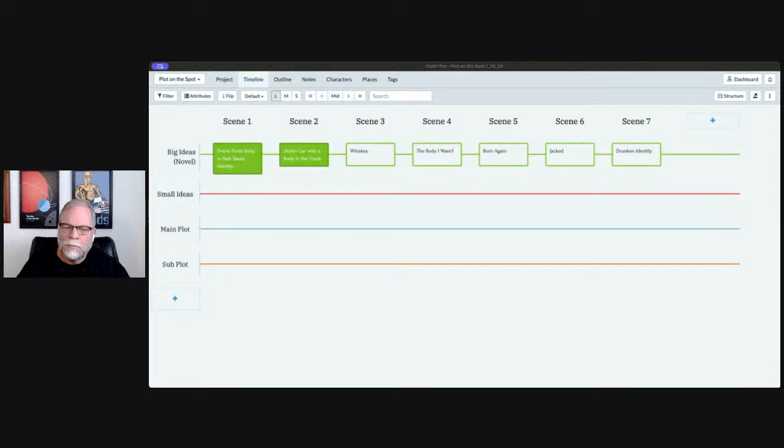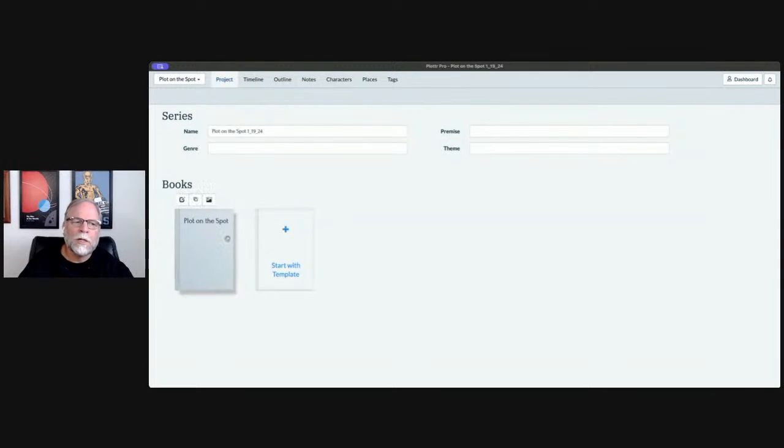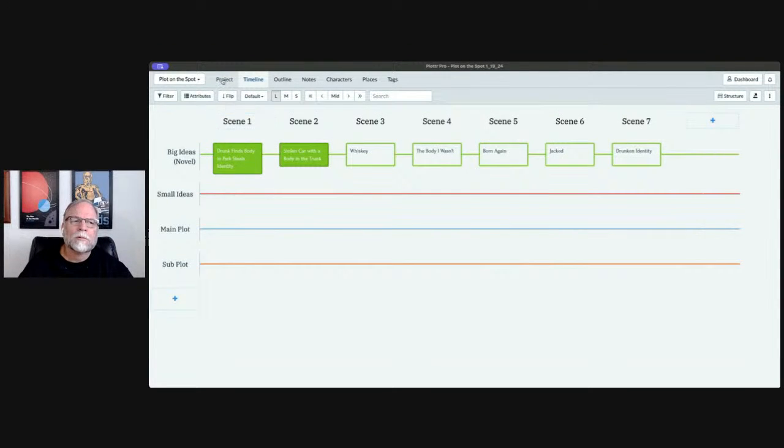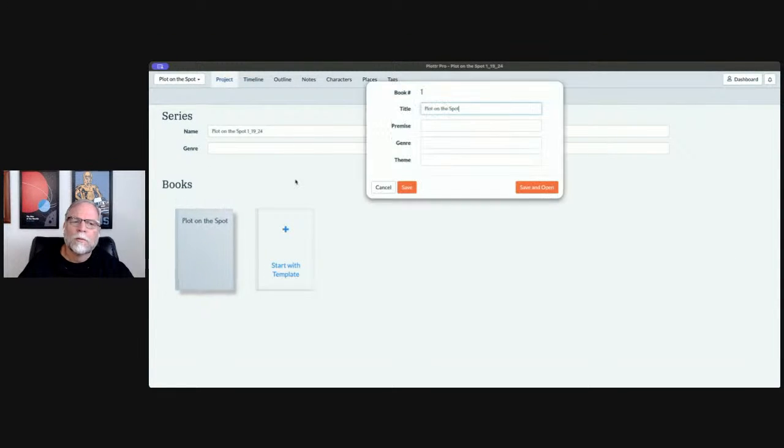All right. For the sake of time, we're going to go with number 4. We're going to call it The Body I Wasn't. Okay. So let's go back to our project. We'll rename this The Body I Wasn't.